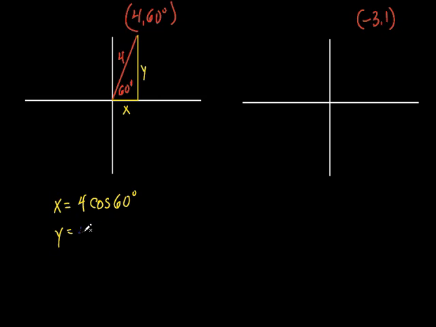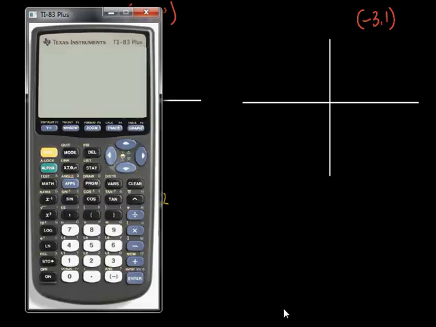Let's do the Y while we're at it. Y is what? 4 times the sine of the angle. See how easy that is? You just have to remember the cosine goes with the X and the sine goes with the Y. Alphabetical order. It's kind of easy to remember. Cosine of 60 is actually a half, isn't it? Because that's the short side. And so it's half of 4, which is 2. The sine of 60 is the square root of 3 over 2. That's something we'll put in the calculator.